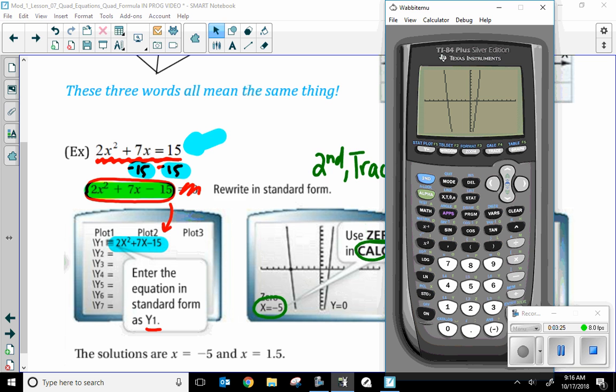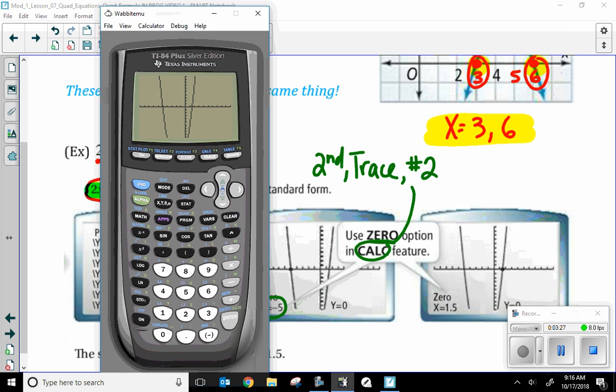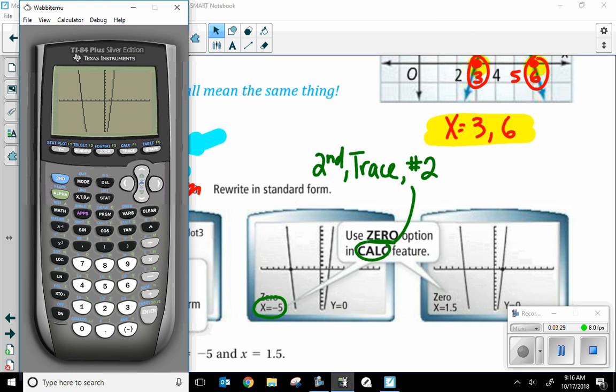So I'm going to move this over here, and I'm going to hit second, trace, because above trace in blue, you will see right here, it says calc. And then I'm going to pick number 2. It says 0. I can hit the number 2, or I can scroll down. Enter. We want the 0 function, all right, which is number 2.